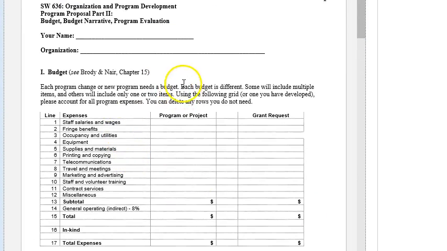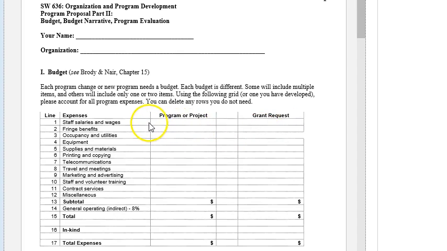The budget construction seems to be one of the most difficult components that students have when they are developing their proposal. So for this first column, this is your project and project only. The second column is how much you are requesting from a funding source. They could be the same amounts. However, I would caution you in reality that most grant funders don't fund 100% of projects, and they are looking for you to have other funding sources for your program.